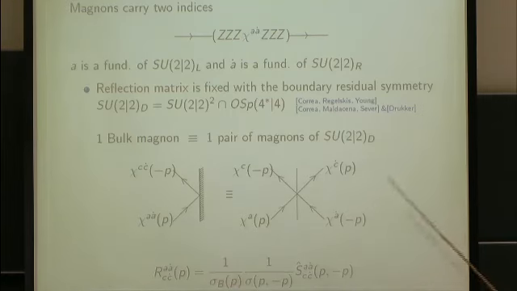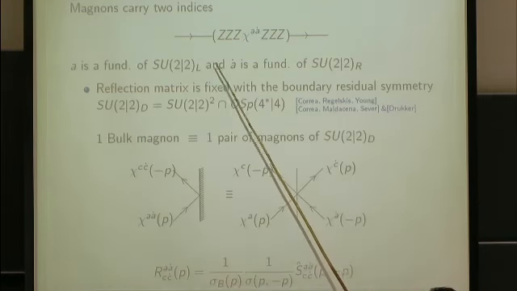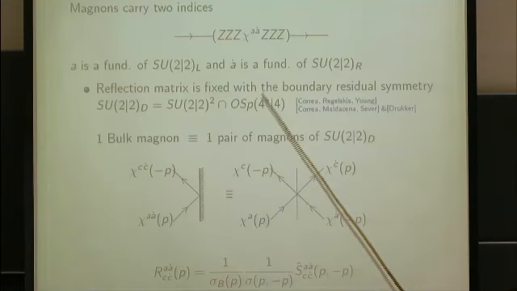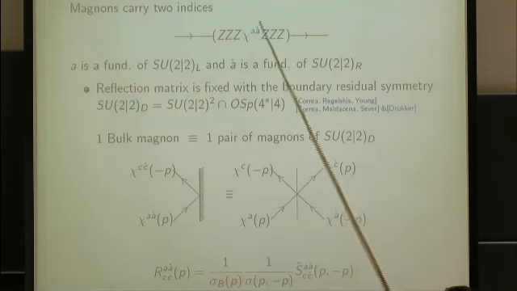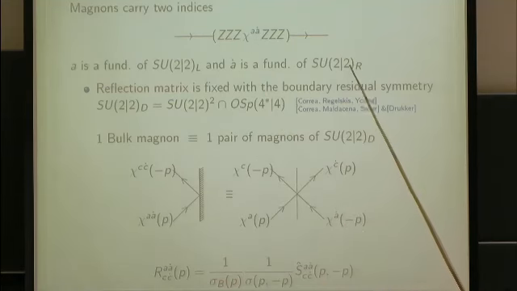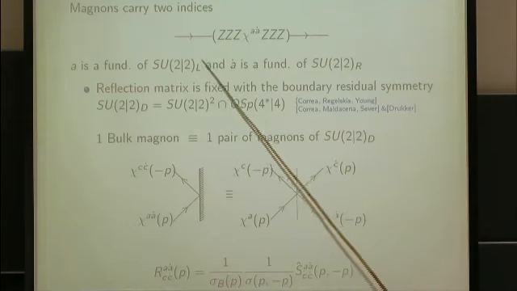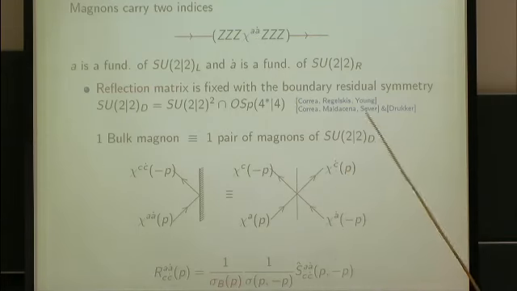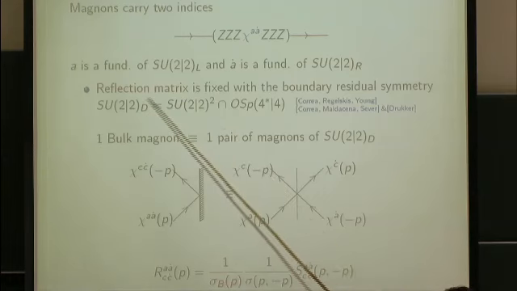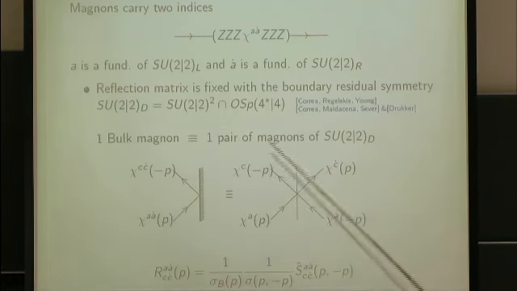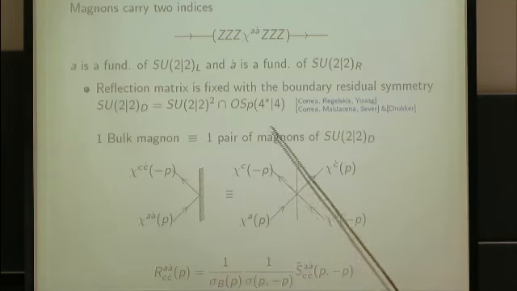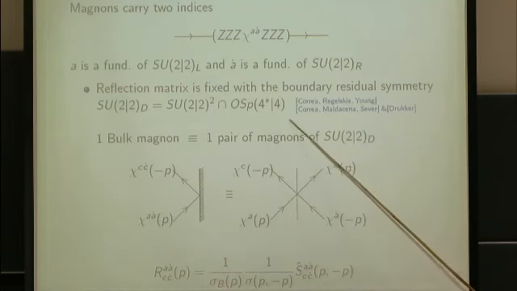Maybe it's a bit technical, but let me, as I said, in these bulk magnons were in the fundamental representation of two copies of SU(2|2). So that's why I put the two indices. One is for the left factor and the other one is for the right factor. And now we would like the reflection to preserve some residual symmetry, which is not going to be the original SU(2|2) squared. Because this is the symmetry of the vacuum, but we also have a boundary, which is those are the symmetries of the Wilson loop.